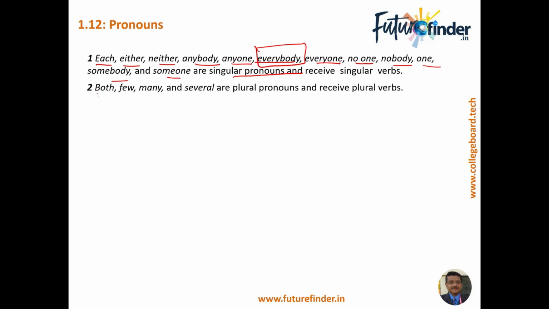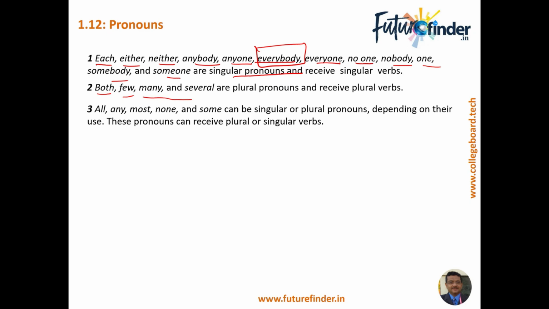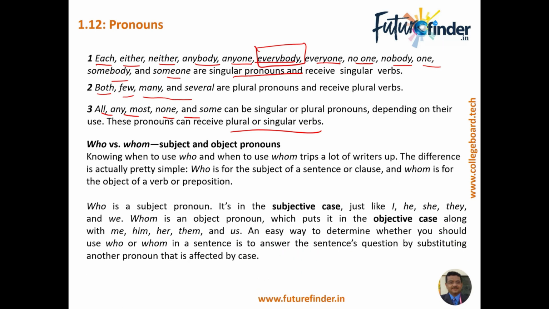You can contemplate on this one, right? Okay, and leave you to contemplate on this one. This is interesting. This is the most interesting part. All, any, most, none, right? They are basically singular or plural pronouns depending on their use. So they can use either singular or plural verbs. We'll come to that on some SAT examples which we are going to take, right?